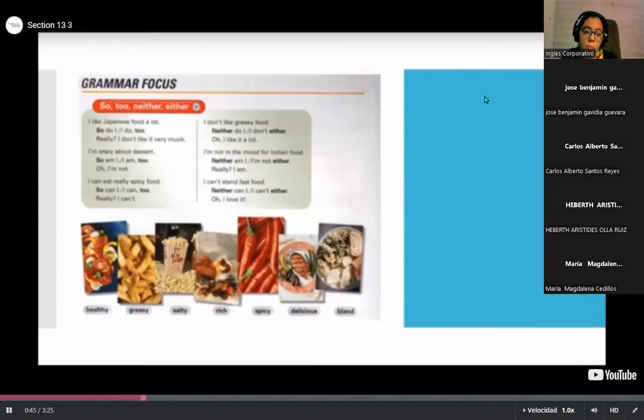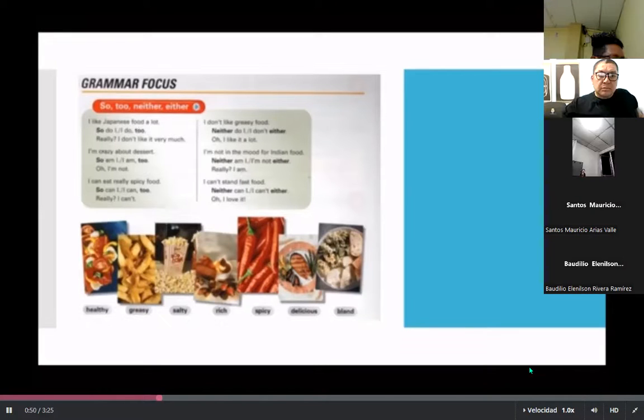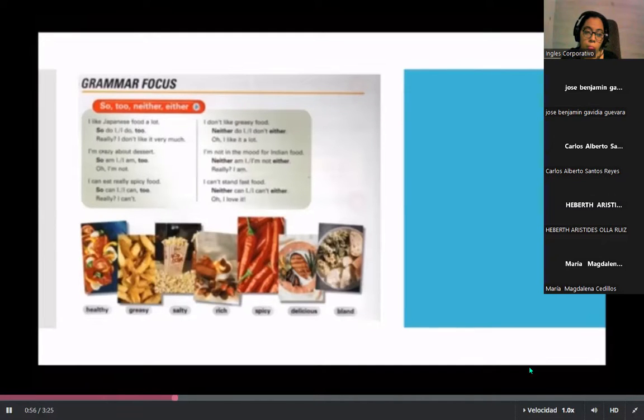I don't like greasy food. Neither do I. I don't either. Oh, I like it a lot. I'm not in the mood for Indian food. Neither am I. I'm not either. Really? I am. I can't stand fast food. Neither can I. I can't either. Oh, I love it.